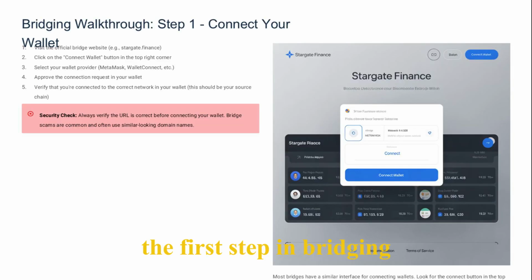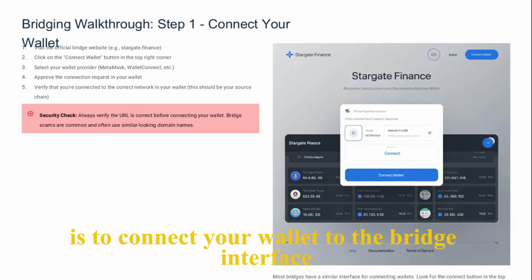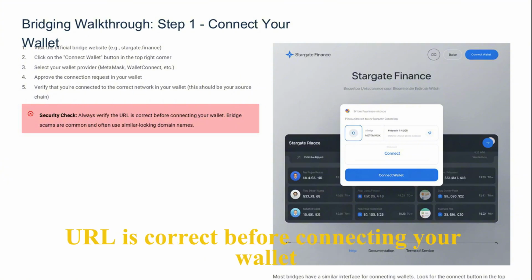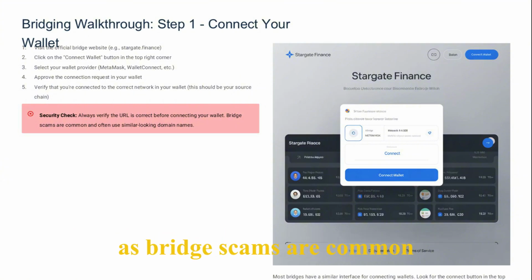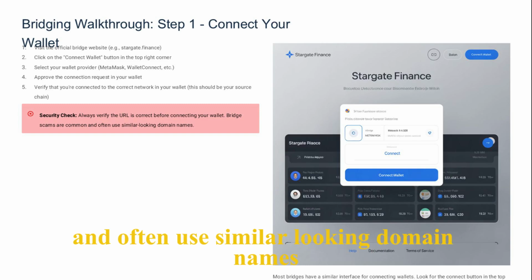The first step in bridging is to connect your wallet to the bridge interface. Always verify the URL is correct before connecting your wallet, as bridge scams are common and often use similar-looking domain names.